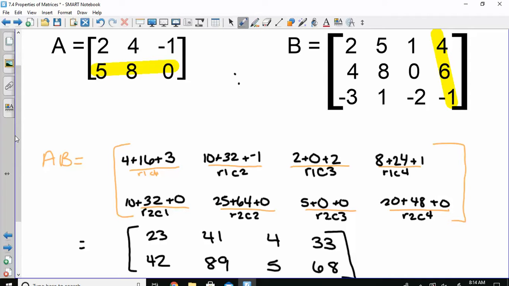Could I do B times A on this one? What's the size of B? 3 by 4. Size of A? 2 by 3. So could I do it that direction? No, that way is not possible.